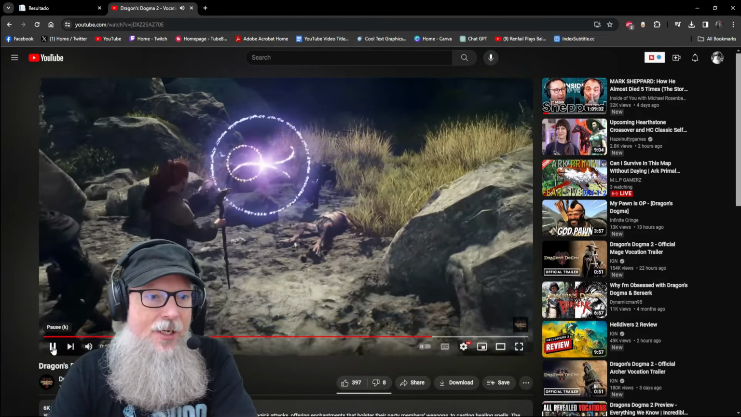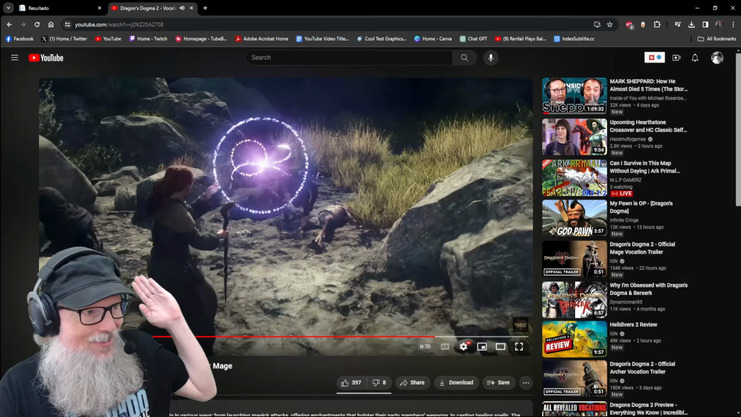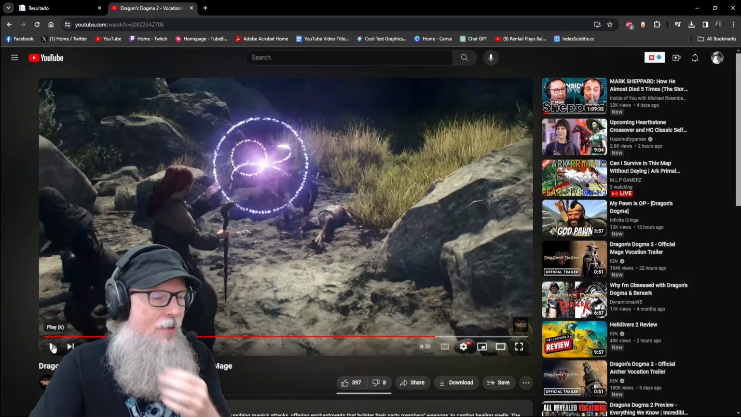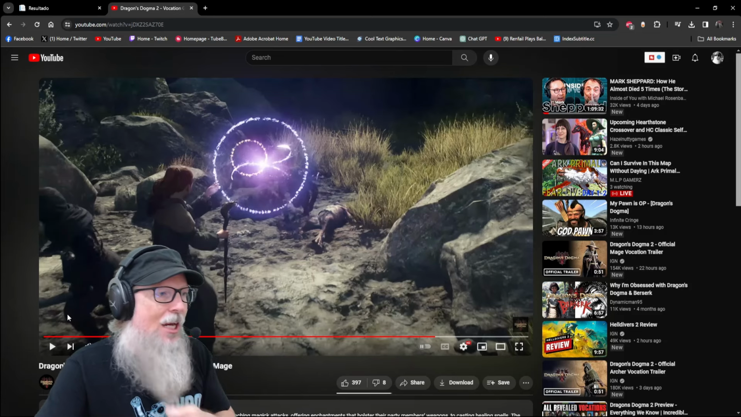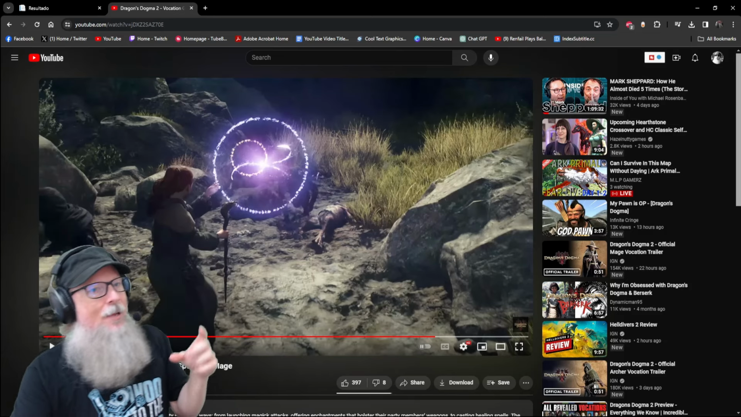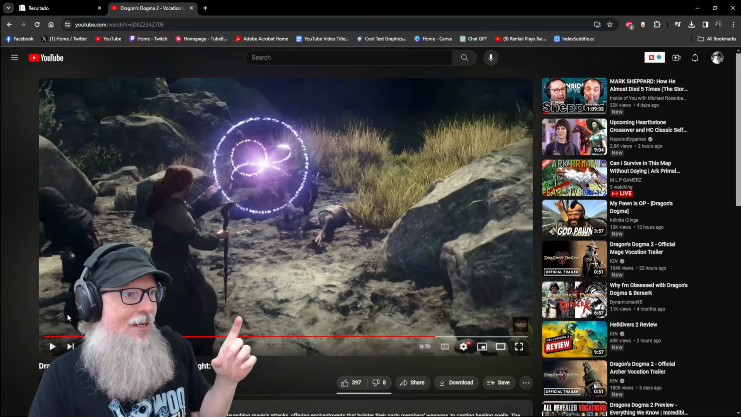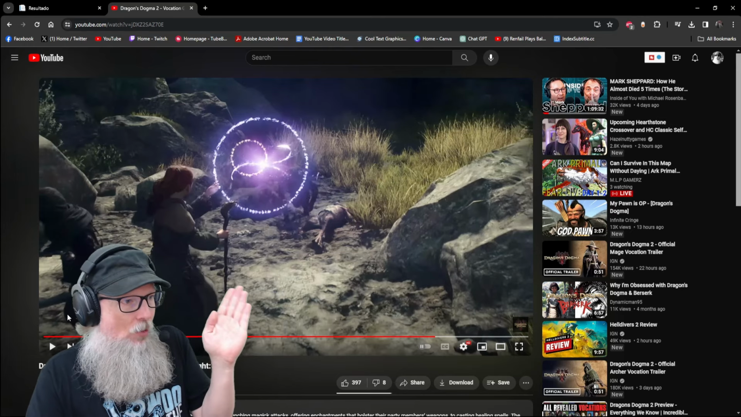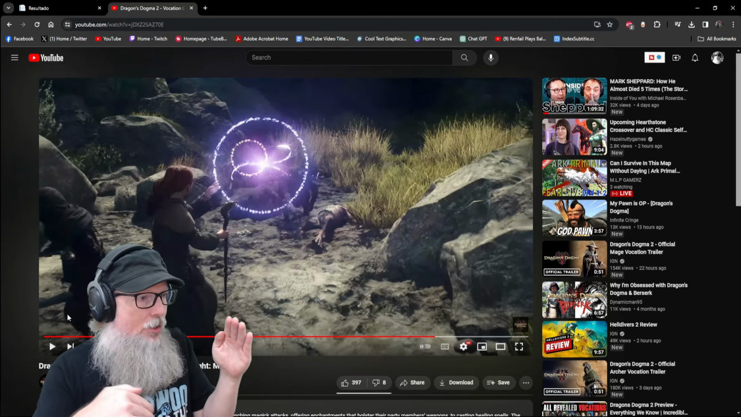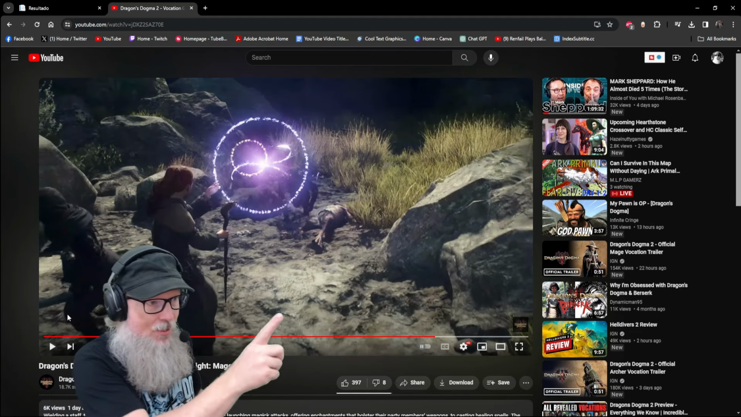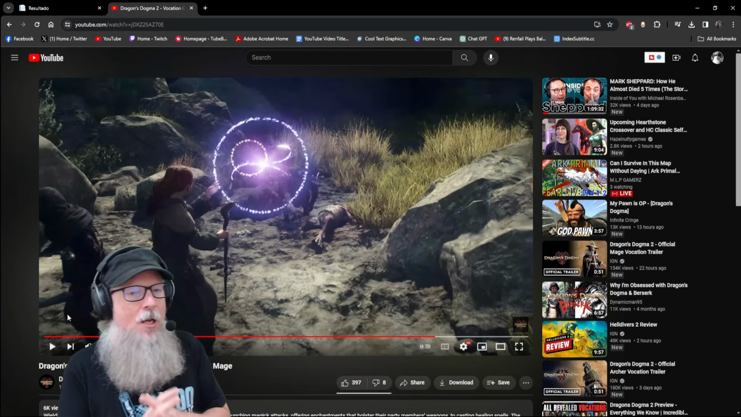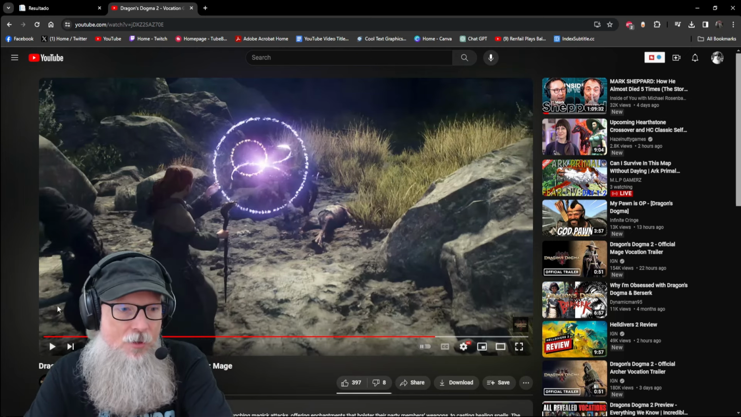As soon as she's pulling up her spells, it is immediately locking onto the target. And that was something that does not happen that way in the first game. In the first game, when you start to cast a spell, it takes a couple of seconds, sometimes maybe more, for it to lock on to the target. And once it's locked onto the target, you can then switch between the lock-on points. But the combat in Dragon's Dogma 2 looks to be much, much snappier.